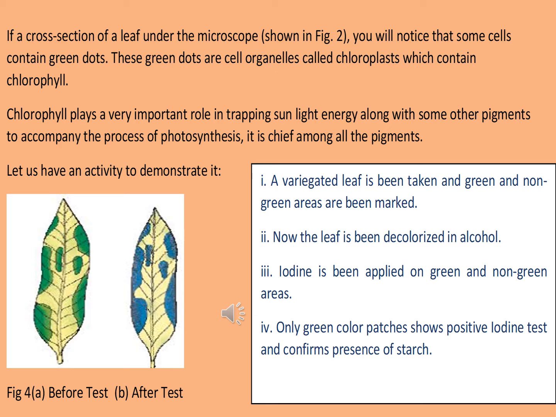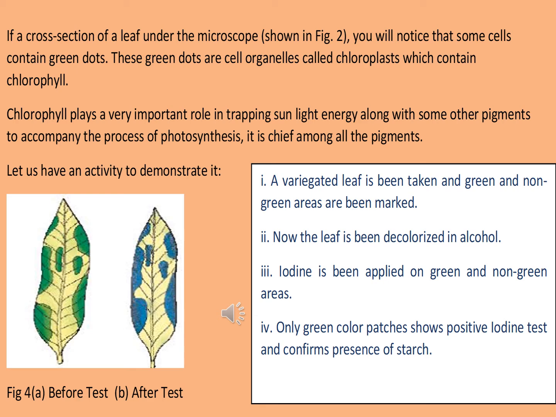So once the leaf becomes decolorized, we take it out from the alcohol, wash it with water, and then dry it with the help of a filter paper. Once the leaf has been dried, we will identify, with the help of the marking that we have done before boiling and decolorizing the leaf, and put the iodine solution on each colored area.